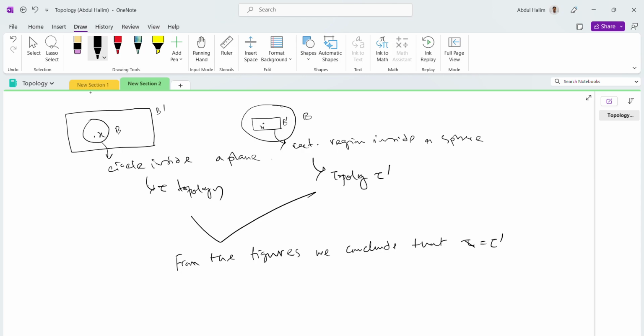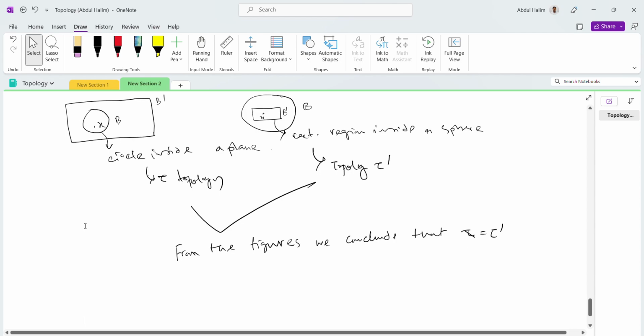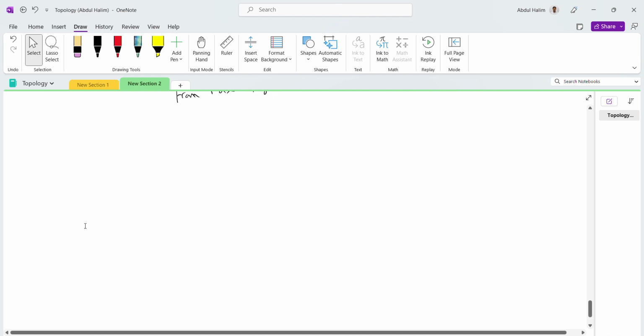Topology tau. Topology tau dash. From the two figures, we conclude that the two topologies are the same.